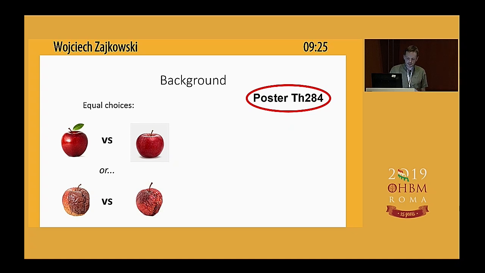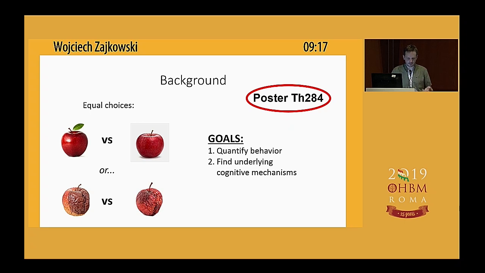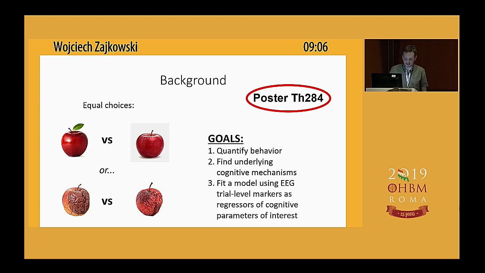And our goals here were threefold. First of all, describe what happens in terms of behavior, then find the underlying cognitive model which best describes this, and finally we wanted to build a model which also includes neural EEG data. What we wanted to do is fit a trial level regression to this model, which was also an evidence accumulation model. So this is the same framework that I already introduced.